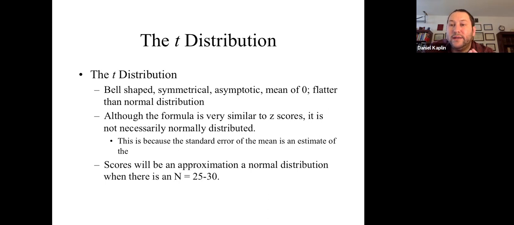Now, we assume that our t-distribution is symmetrical and normally shaped, but that doesn't necessarily mean that it actually is. We can test our t-distributions for skew. We can test our t-distribution for kurtosis, but the assumption, although it could be violated, is that we have a normal distribution. Now, that only occurs, or we start to see an approximation of a normal distribution, when we have roughly 25 to 30 participants.